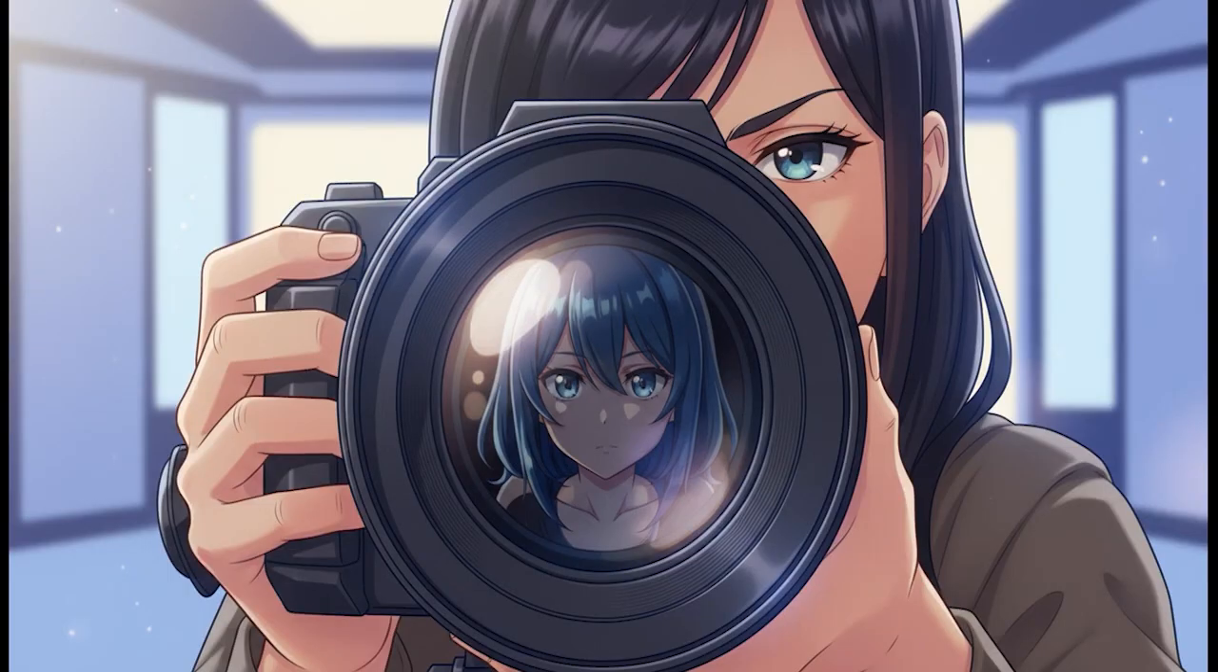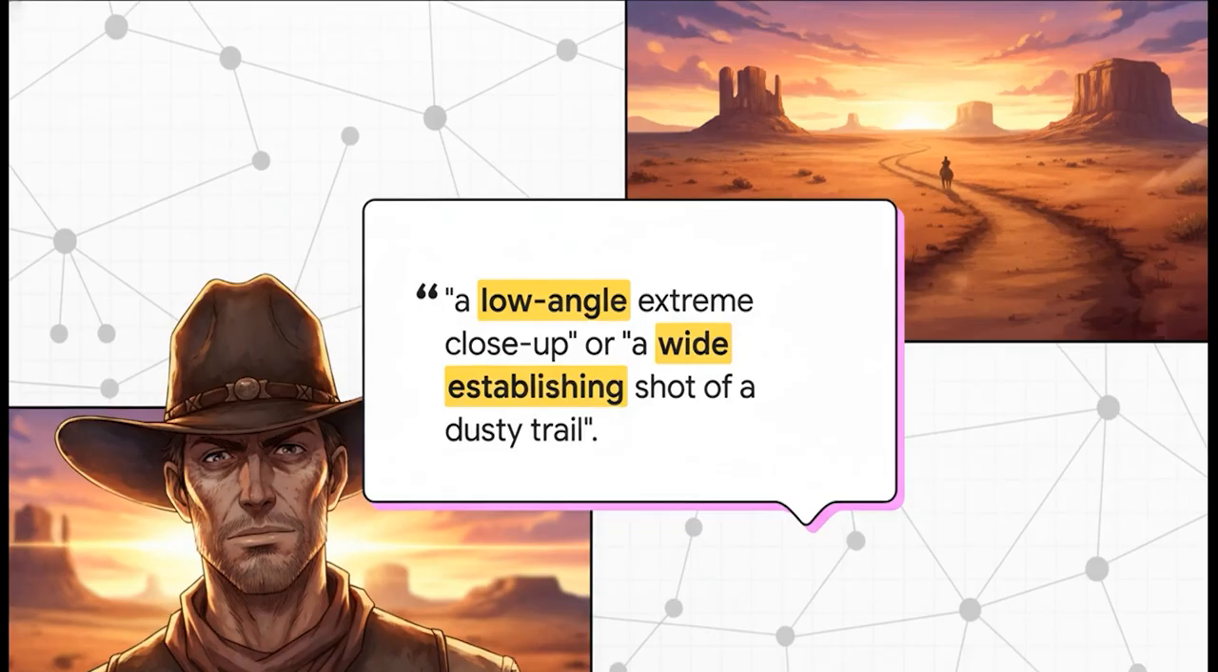So let's talk about that first step, the camera. You know, most people make the mistake of starting with the subject, the character. But if you want that cinematic feel, you have to start with the lens. You've got to establish the language of the shot before the AI even knows who's supposed to be in the frame. So instead of just saying a cowboy, you start your prompt with something like this: a low-angle extreme close-up.